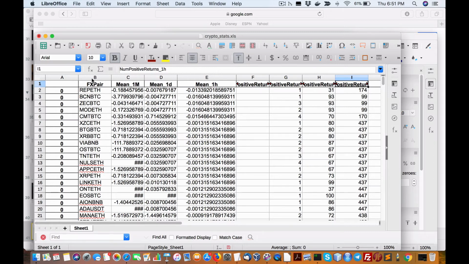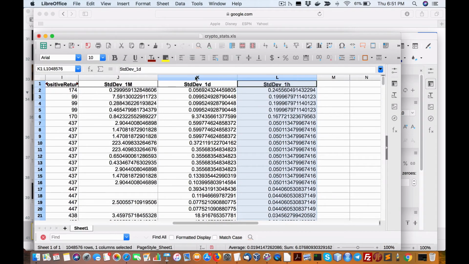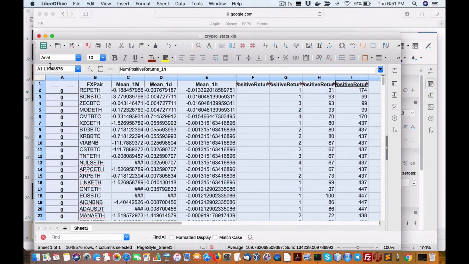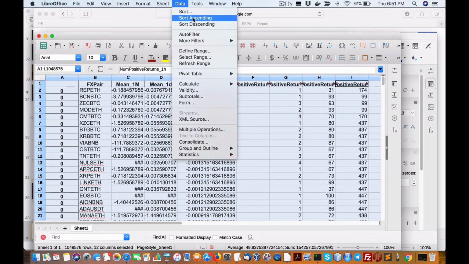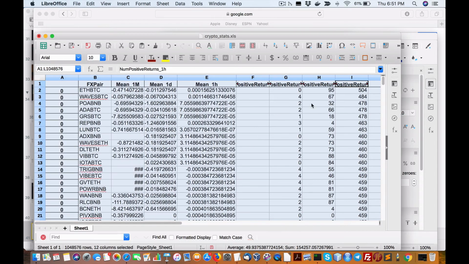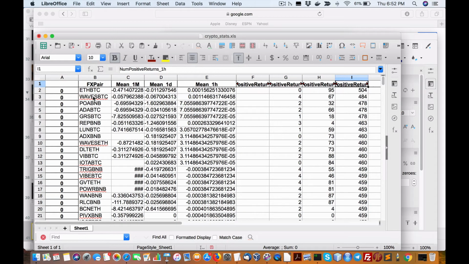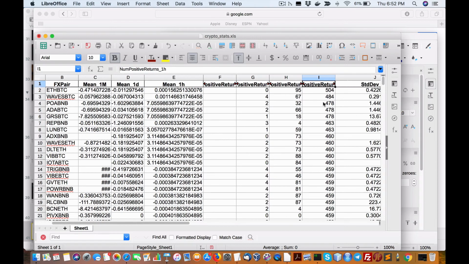From here, this is another good stat if you wanted to find out which, historically over this time period that I've downloaded, will give you more momentum with a higher rate of positive returns. So we want to do column I. So column I, on the hourly, the ones that will give you the most, again, Ethereum and Bitcoin, Wave and Bitcoin, these have the highest concentration of positive moves on the hourly basis.